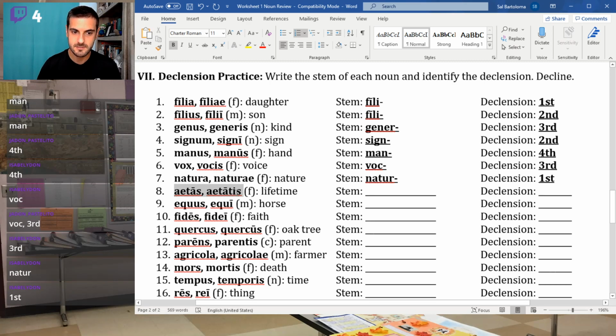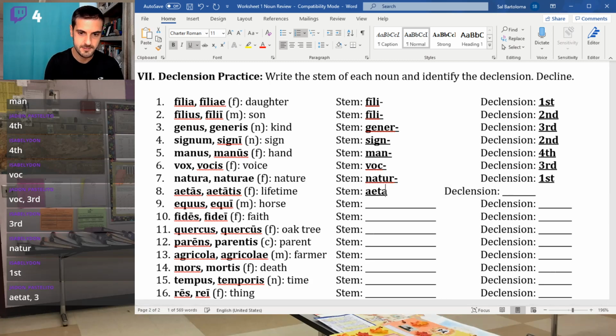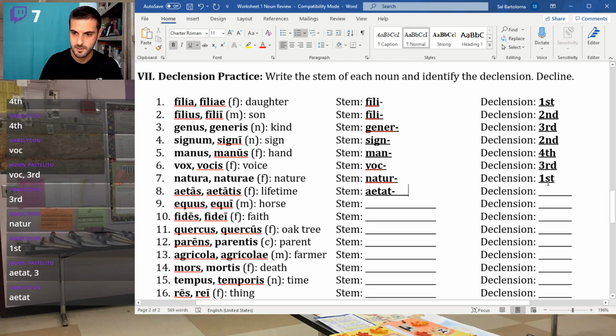Aetas, aetatis. What would the stem be of that word? A lifetime. It is aetat. Excellent. And it is third. So notice you can be lied to by nominatives. Don't be fooled. Always go to the genitive. Okay?